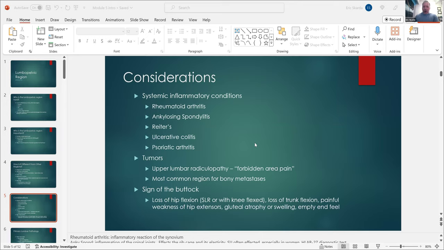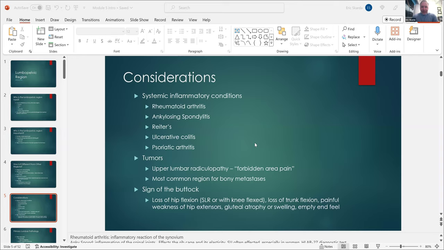All right, so these are just some basic considerations that we have to think about when we're going through our process of examination here. Things like systemic inflammatory conditions. Realistically, we should think about these anytime we deal with spinal segments, particularly if they have a real gross distribution, bilateral distributions, things of that nature. But rheumatoid arthritis is actually an inflammatory reaction of the synovium. Ankylosing spondylitis probably is going to affect the rib cage more than anything else, but especially in women, we will have the SI joint affected. So that's another thing that we have to consider.